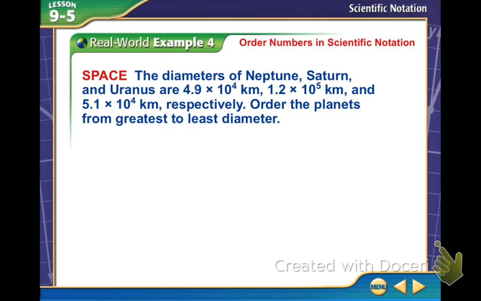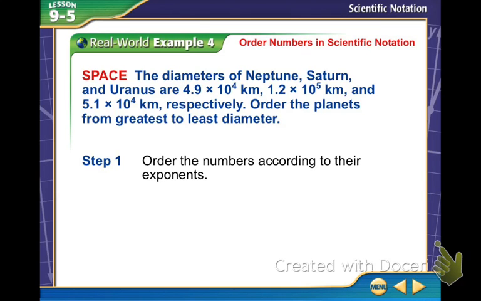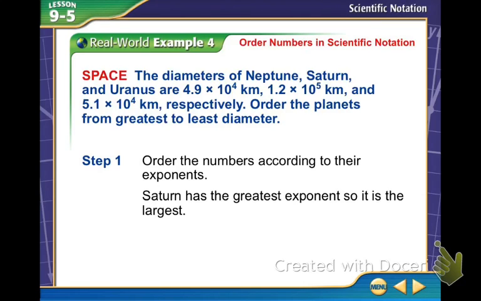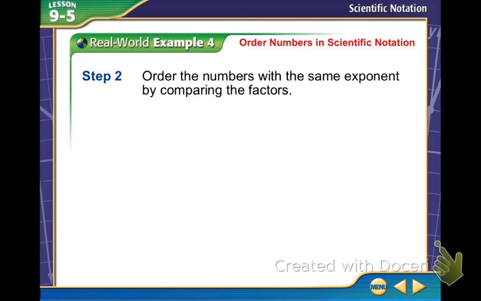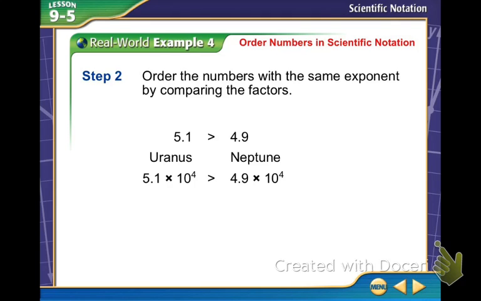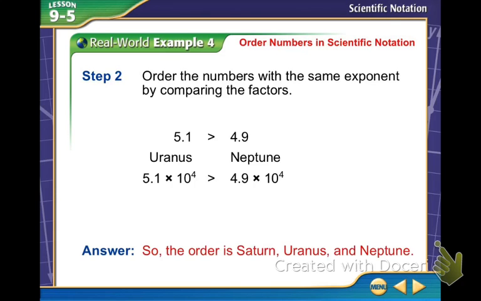We're going to look at the diameters of these planets, and we're going to order them from greatest to least. So the first step would be to look at them according to their exponents. Saturn has the greatest exponent, so it's going to be the largest. Then those with the same exponent, we're going to compare the factors. So the 5 and 1/10 is greater than 4 and 9/10. So that tells us the next order. So the order is Saturn, Uranus, and Neptune.